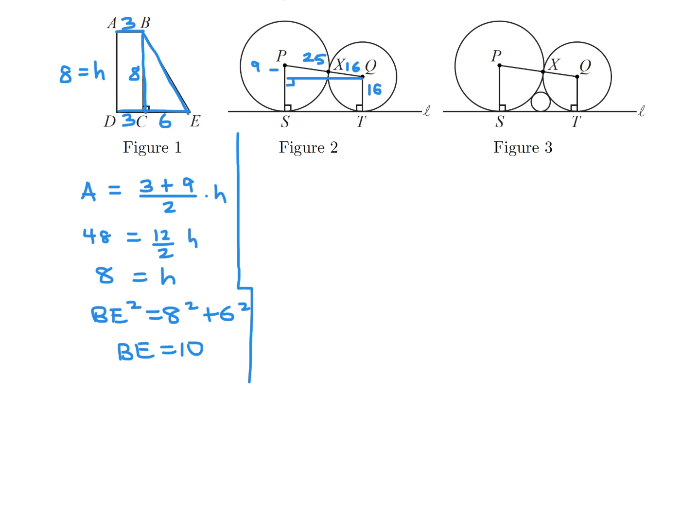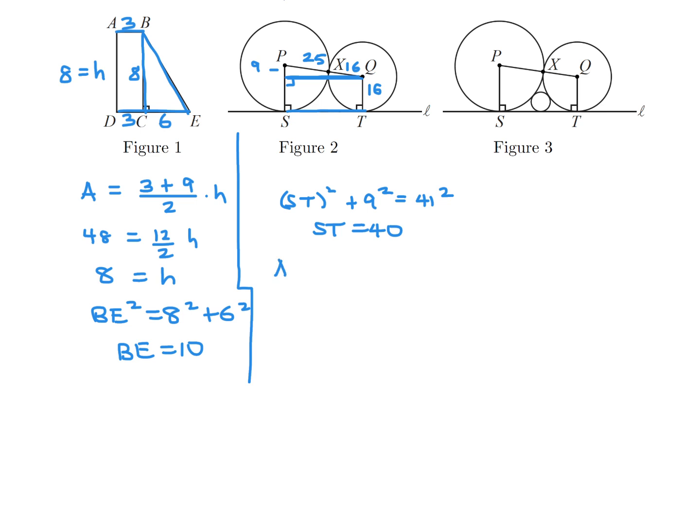Now, what do they want? They want the area of that trapezoid, right? So to get the area of the trapezoid, I'm going to need to know the length ST. Well, ST is going to be the same as the length of this line up here. So that I can get with Pythagoras. Basically, ST squared plus that 9 squared is the 25 plus 16 squared, which is 41 squared. And when you solve for this, you get ST equal to 40.